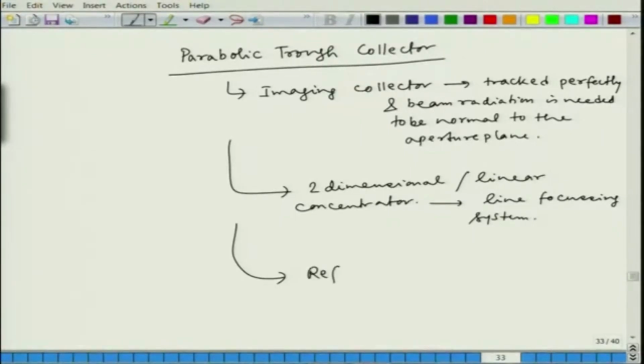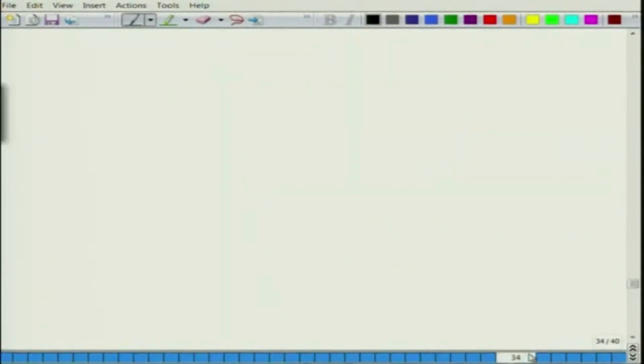Okay. So, it is a reflecting collector, okay, not on the principle of refraction, but the aperture is nothing but a plane which is reflecting. Okay.